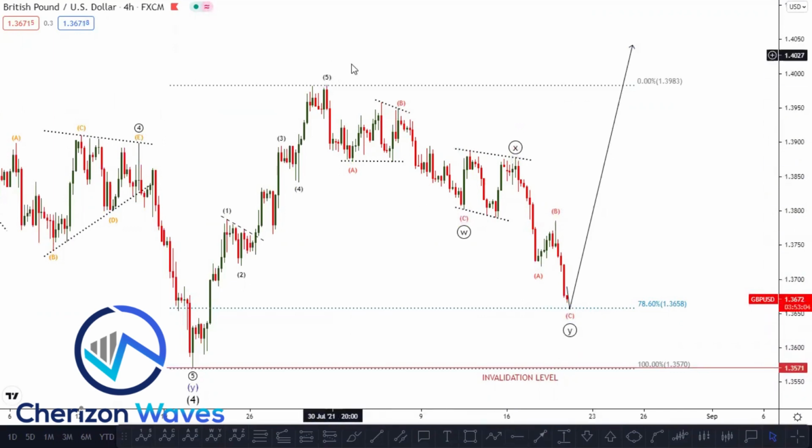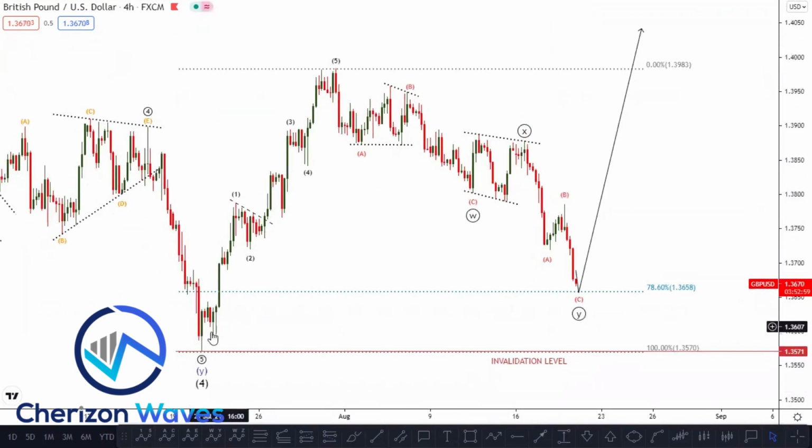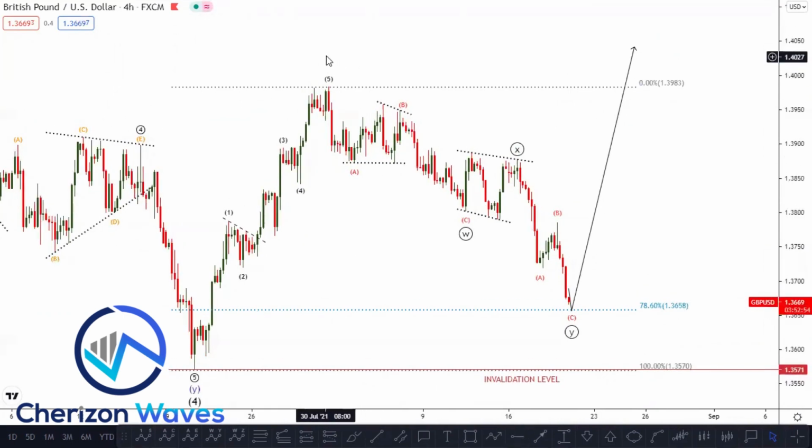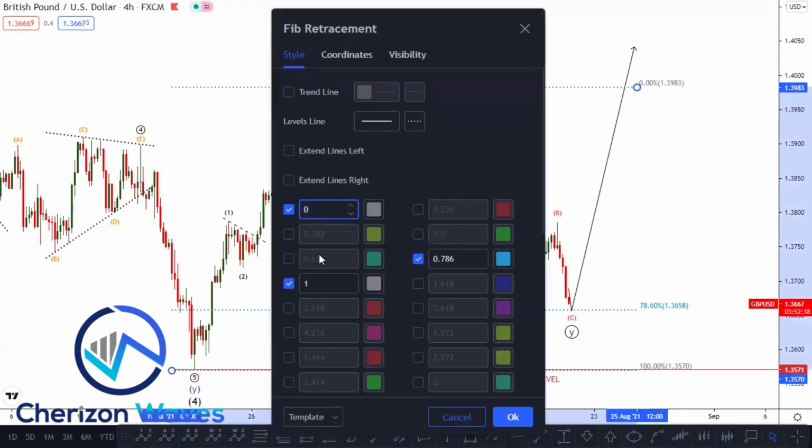Y. Therefore, this move as the first impulse could be wave 1 or A, but in this case, because wave 4 ended here, this move is a major wave 1, and this correction is a major wave 2. Currently, the market has gone to the fib levels for wave 2, which is normally 61.8%.